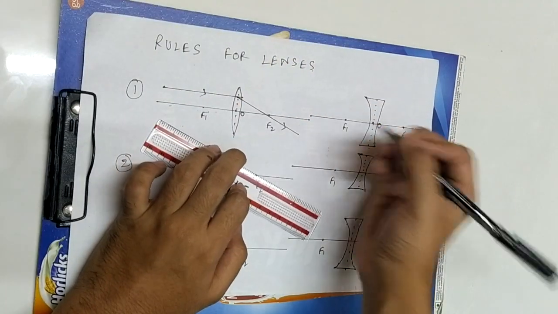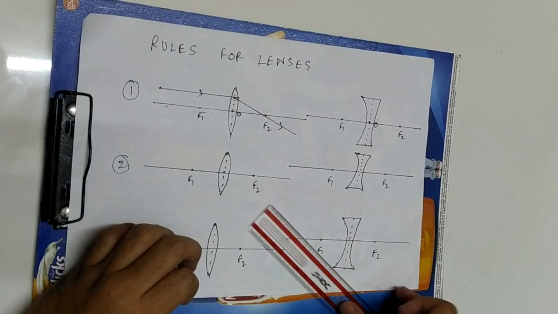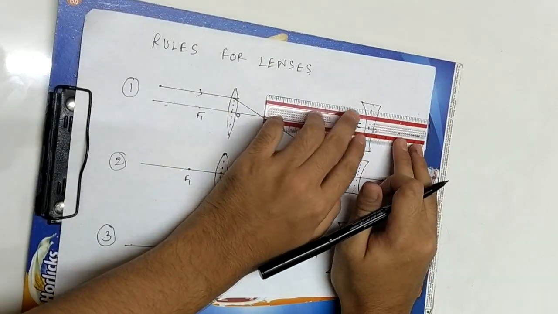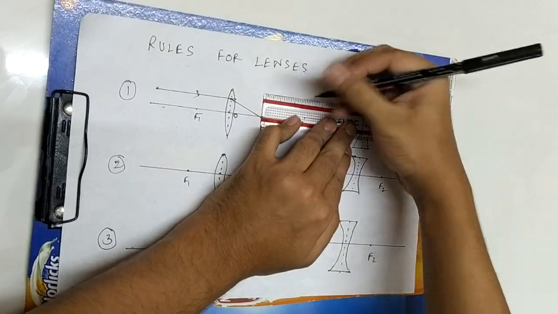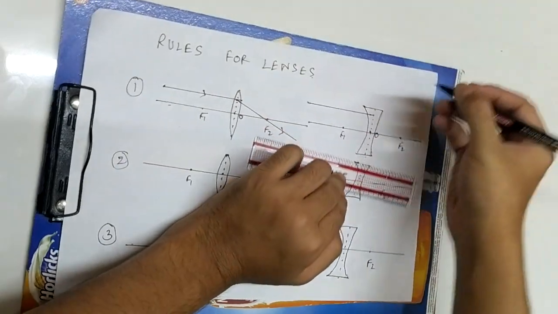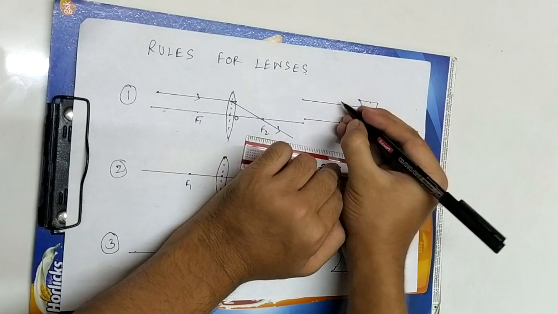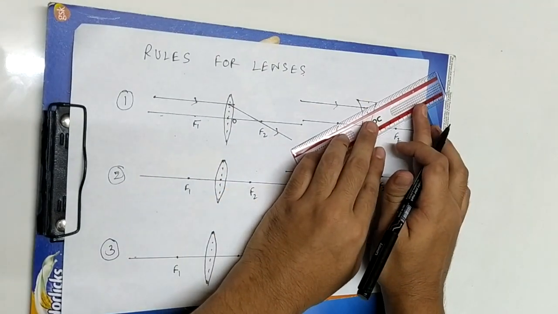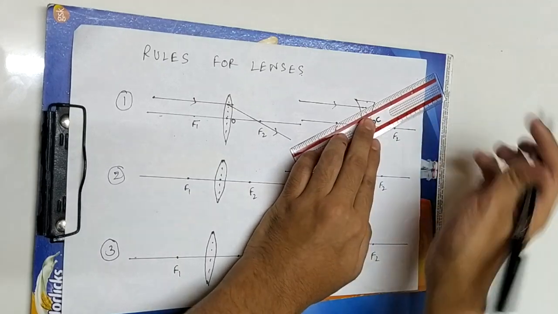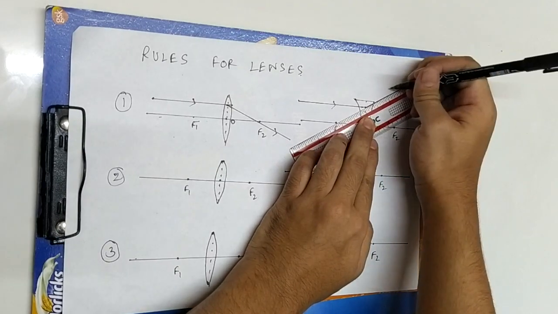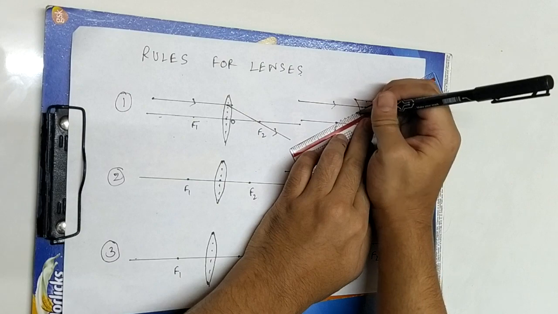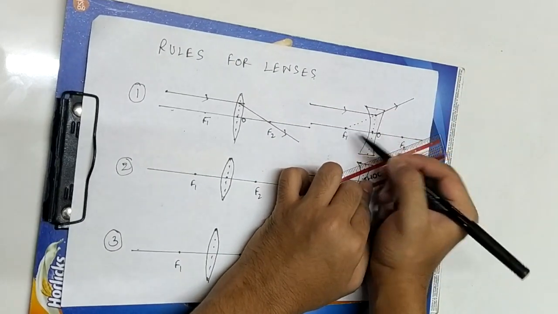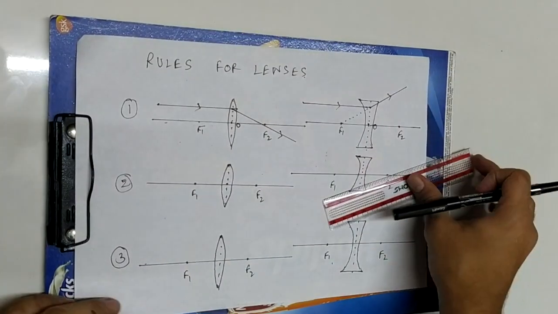For a concave lens, whatever ray comes parallel to the principal axis, this is a diverging lens, so obviously it will diverge, but it will diverge in such a way that it appears to come from the focus. It will diverge like this, it will appear as if it is coming from the focus. This is the first rule.